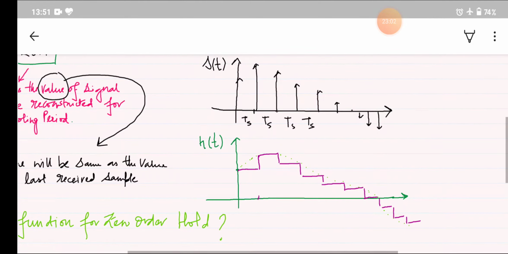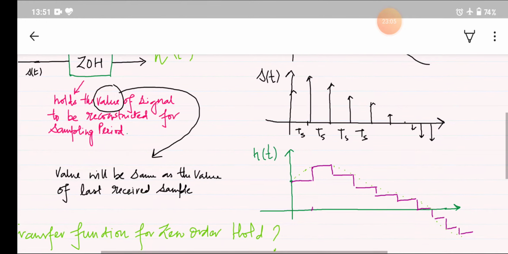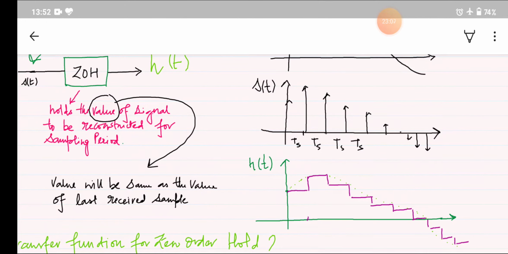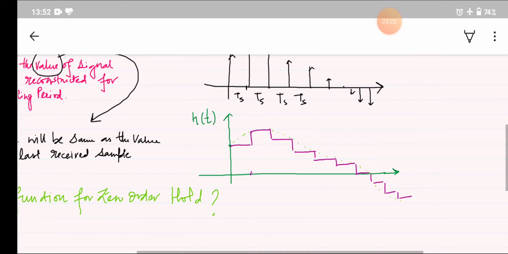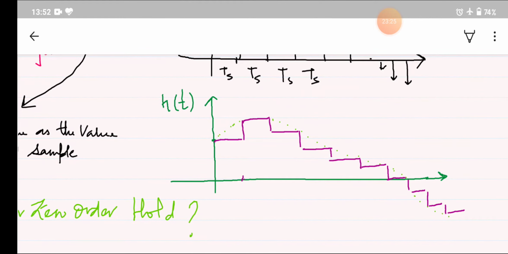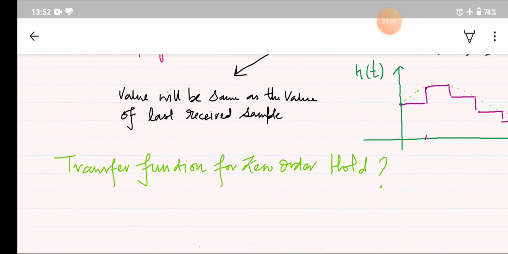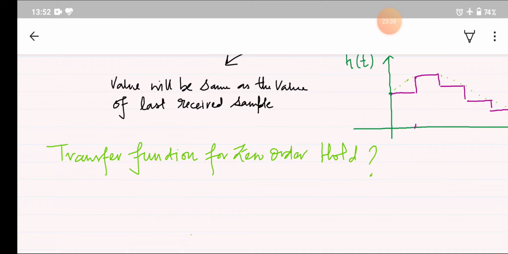Now the zero order hold value will be the same as the value of the last received sample. So if our first sample is at this value, then it can hold the same value for the sampling time period of Ts, and in this way we have constructed the reconstructed signal using the zero order hold. The outer periphery of the zero order hold gives you the value of the reconstructed signal. Okay, so in the next video lecture we will see what is the transfer function for a zero order hold.